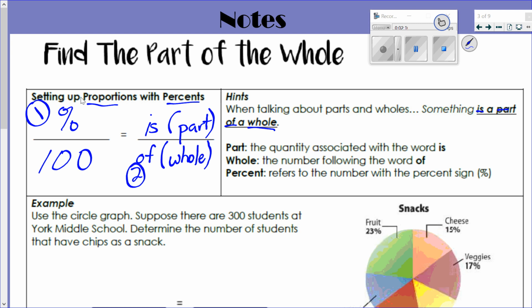Another thing I forgot to mention, one of these three spots will always have a variable in it. More commonly, we're going to use x. So just get used to doing that. The last thing we're going to do is look for whatever is left. And there's a reason for that.